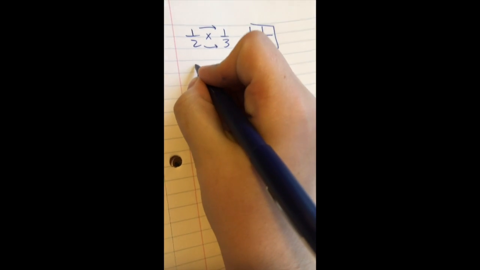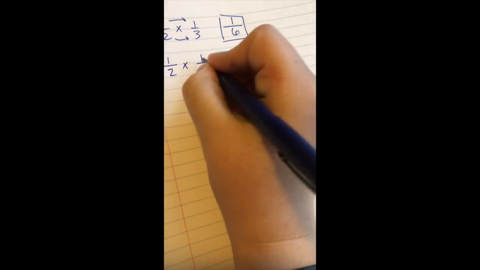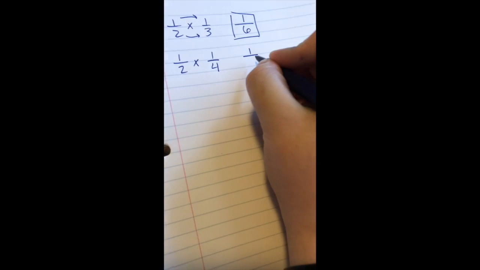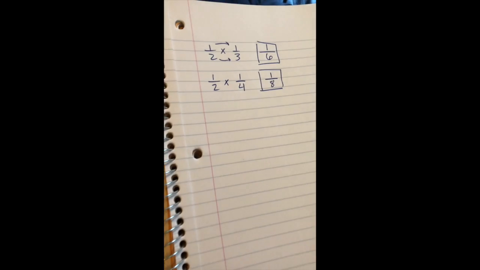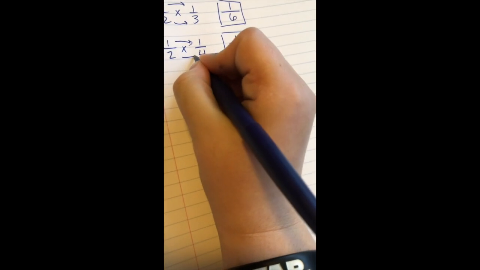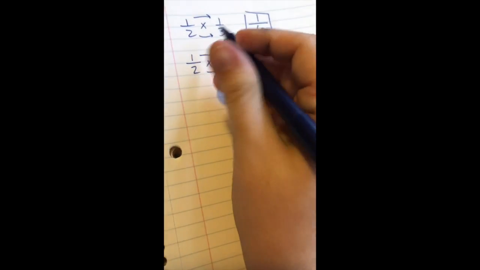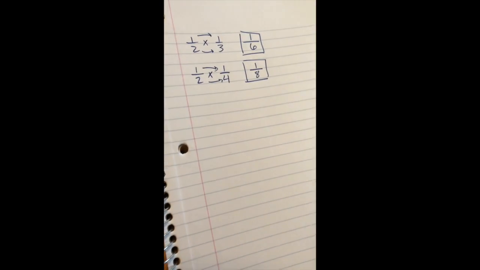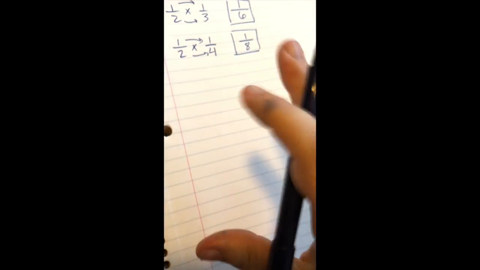Okay, so let's do another one. If we had 1/2 times 1/4, we would have 1 times 1 is 1, 2 times 4 is 8, and that would be our answer. It's very, very simple. It's not complicated at all. You just have to remember the top and the bottom, which is a little different compared to our addition and subtraction, where we did not use the bottom as an adding or subtracting piece.